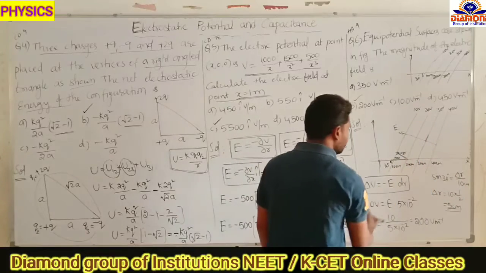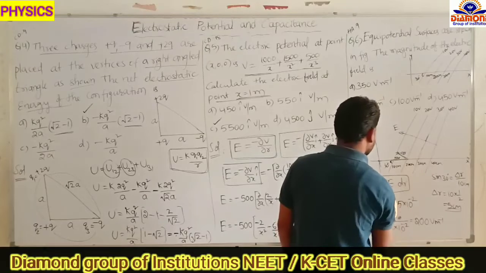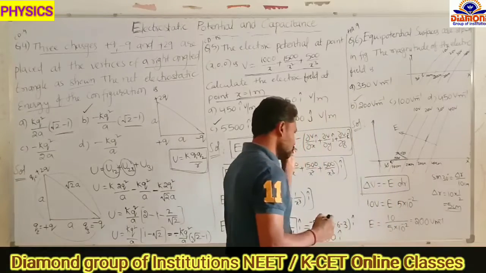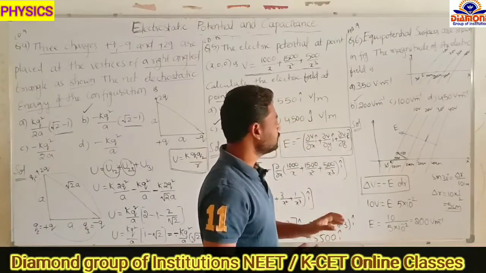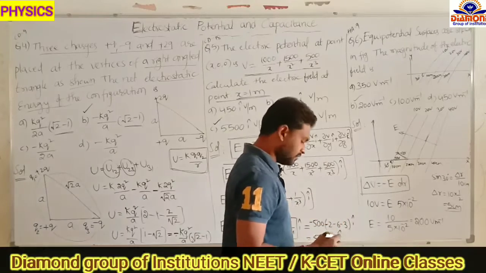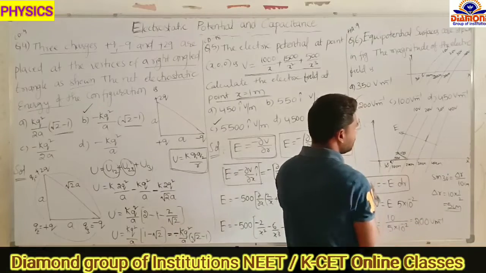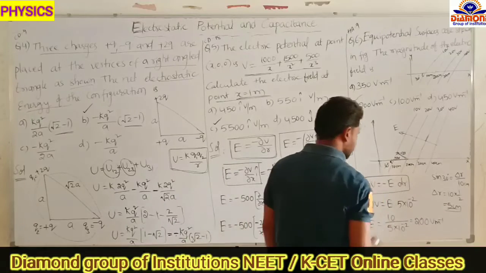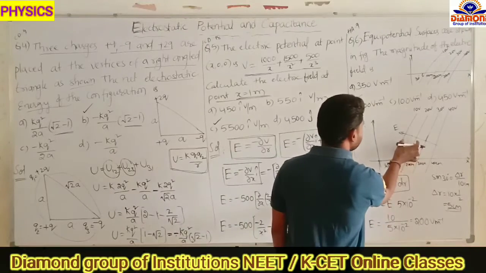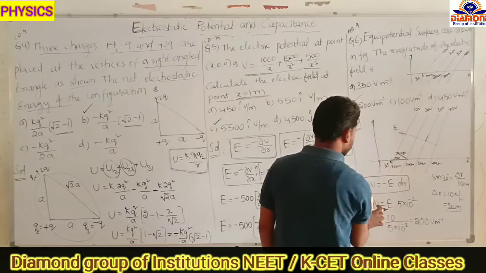So now del V equal to minus E dot dr. The minus sign indicates that potential decreases in the direction of the electric field. But here I am taking the electric field in the opposite direction to the potential, so there is no need to take the negative also here. Del V, the difference between these two potentials, is nothing but 20 minus 10, which is 10 volt.